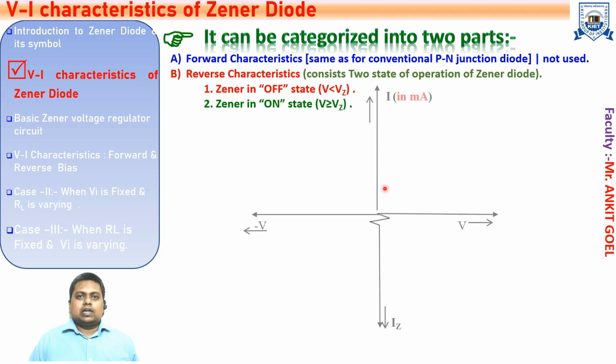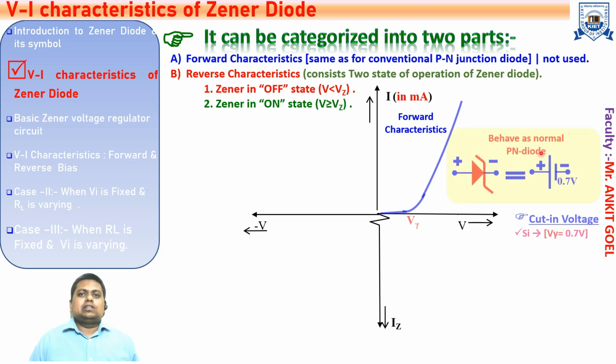Let's discuss the VI characteristics. This is the forward VI characteristics, which is exactly the same as the normal conventional PN junction diode. As you can see, with the plus minus polarity across the Zener diode, it will behave just like a normal PN junction diode. I have assumed that this Zener diode is made of silicon, so this cutoff voltage is 0.7 volt.